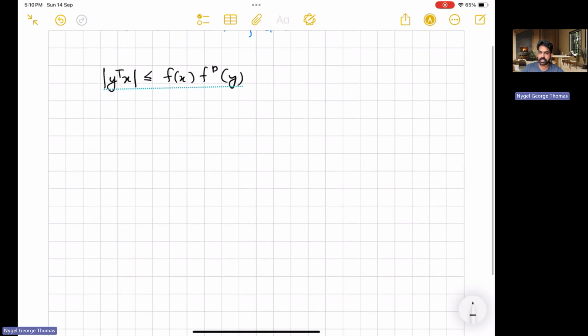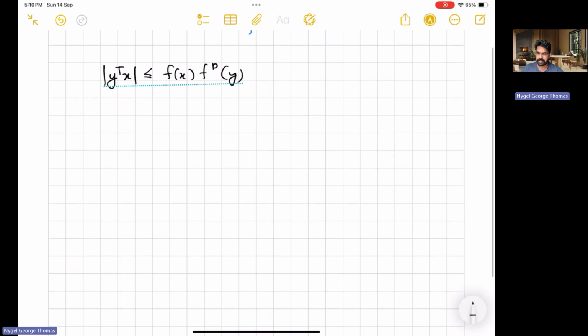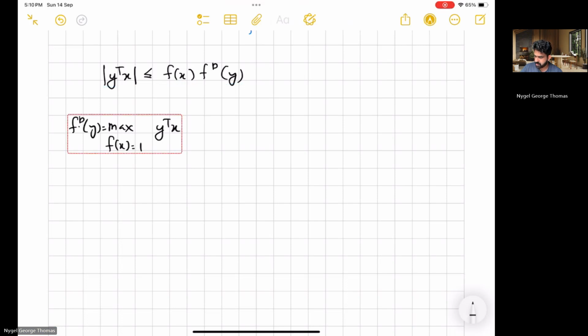So basically, to find a dual we have to solve an optimization problem, right? What is the optimization problem which we have to solve? It is the max, over f of x equal to 1, of modulus of y transpose x. This is the optimization problem which we have to solve to find the dual.